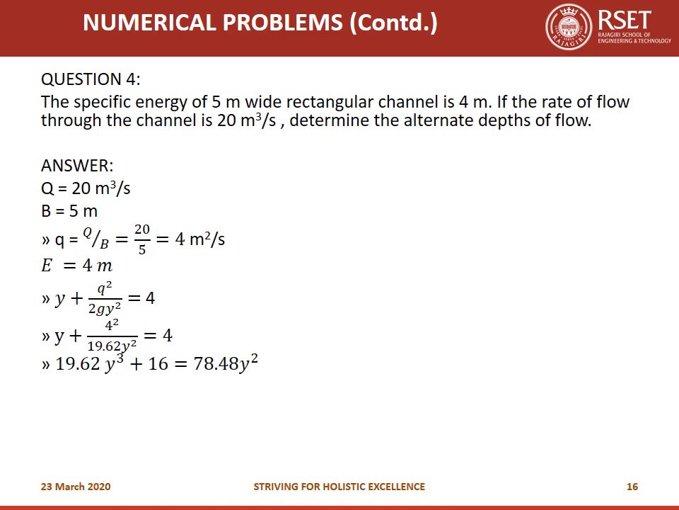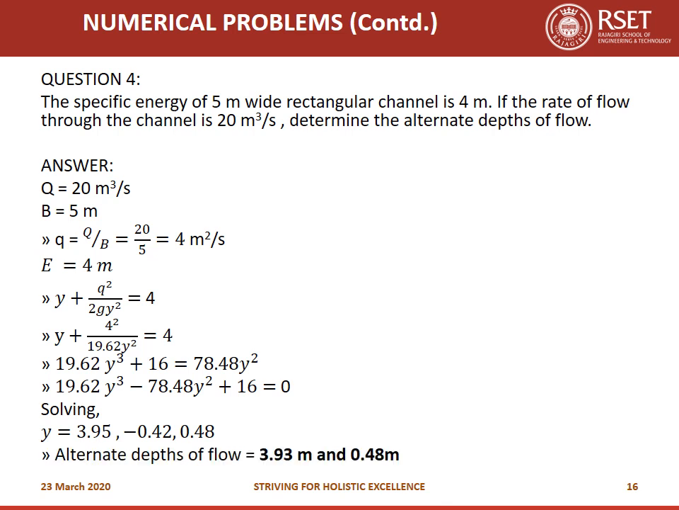Simplifying, I will get this expression and rearrange it to get a cubic equation. This equation can be solved, and on solving, we will get the values of y to be 3.95, negative 0.42 and 0.48. So discarding the negative answer, we will get the value of alternate depths of flow as 3.93 meter and 0.48 meter.